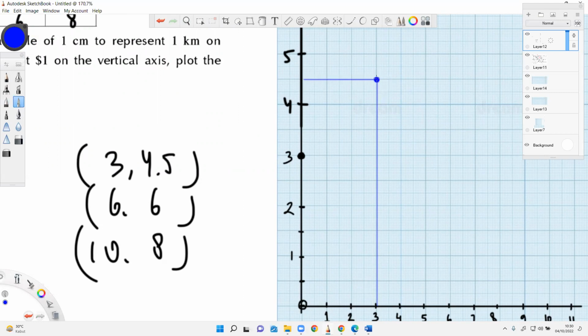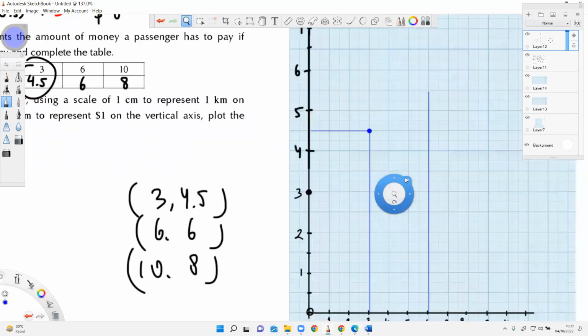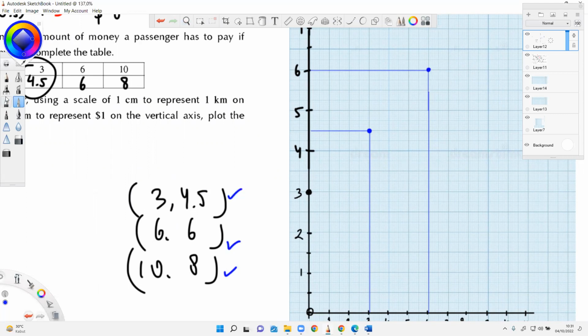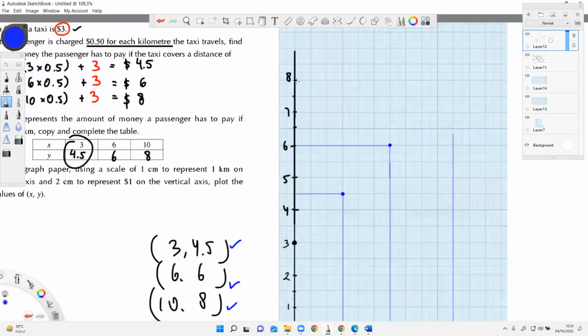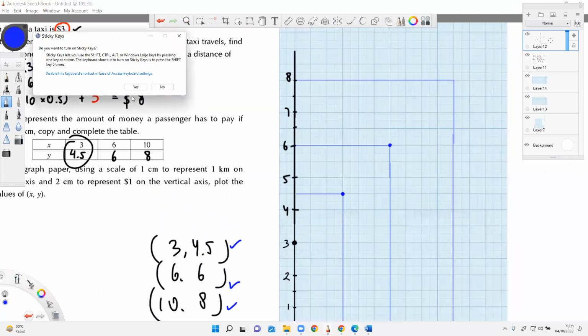Put a point here. And then 6, 6. There you go. And one more, 10, 8. Where is 10? That's 10, 8. Okay. See, the drawing is in detail, so I put every detail here.